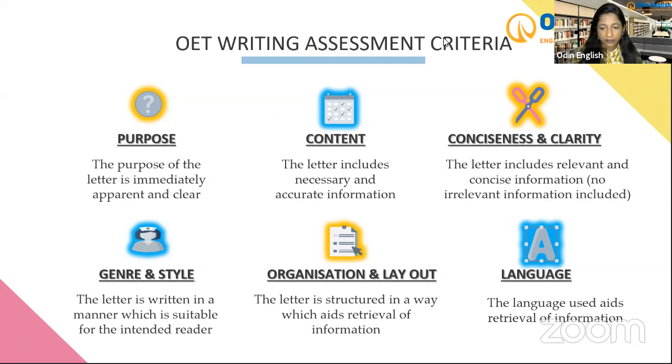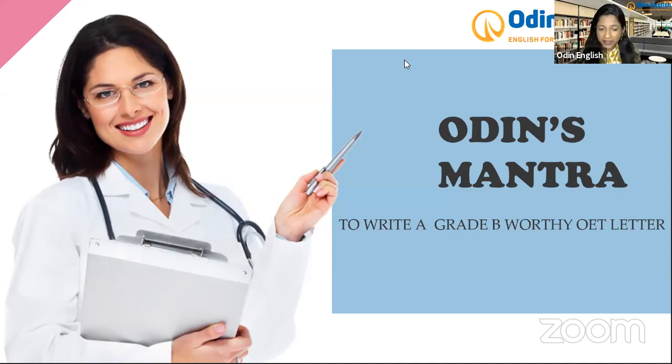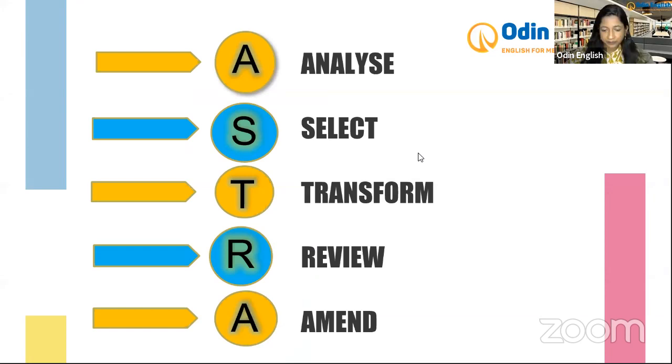Now, after we know what the assessment criteria are, let's see certain techniques we have formulated to help you in writing a grade B worthy OET letter. So these are our mantra. We call it Astra. Astra in Sanskrit means the tool.